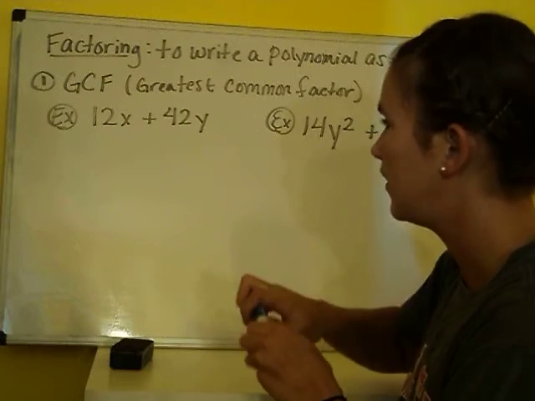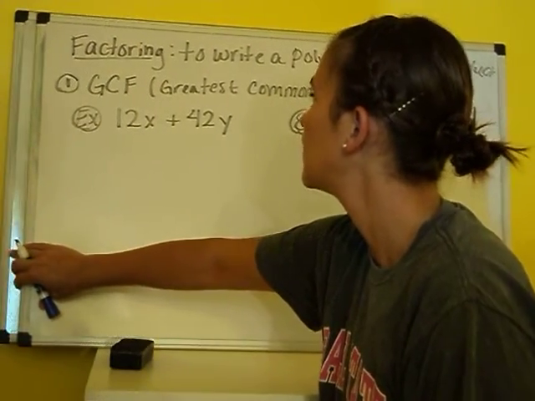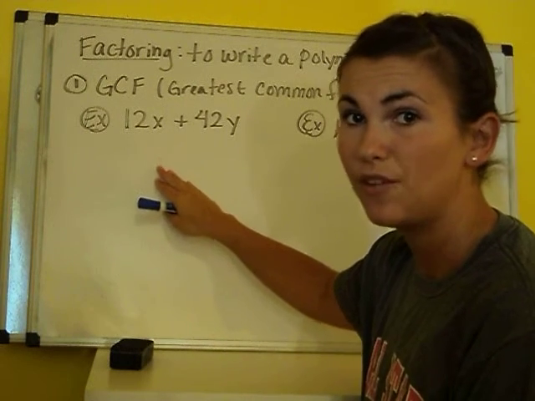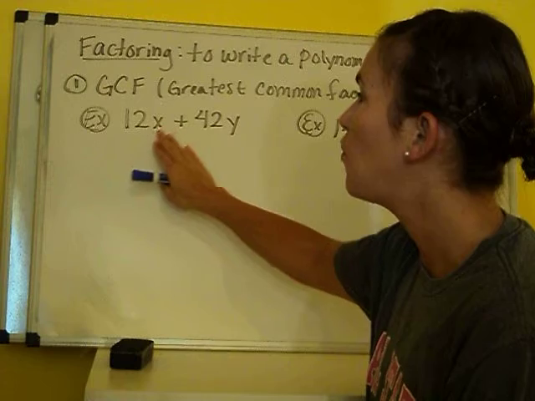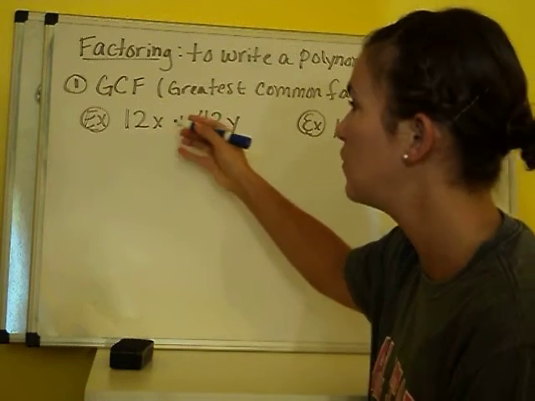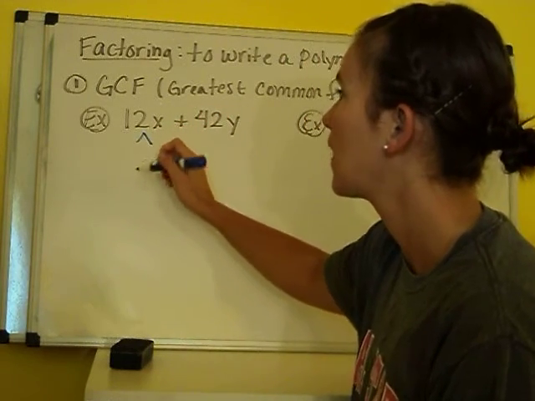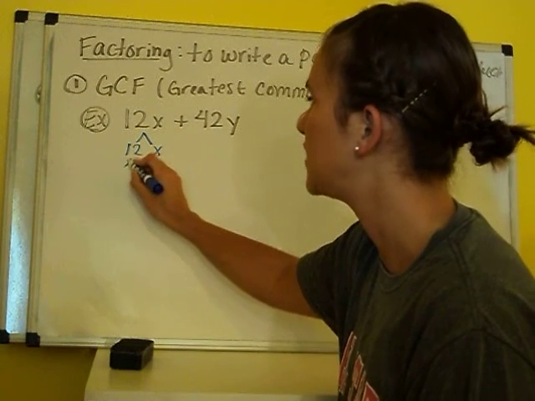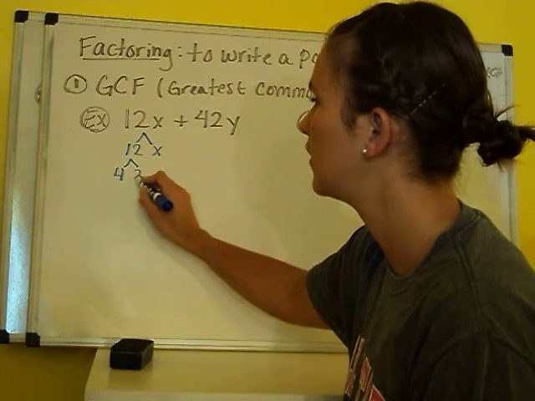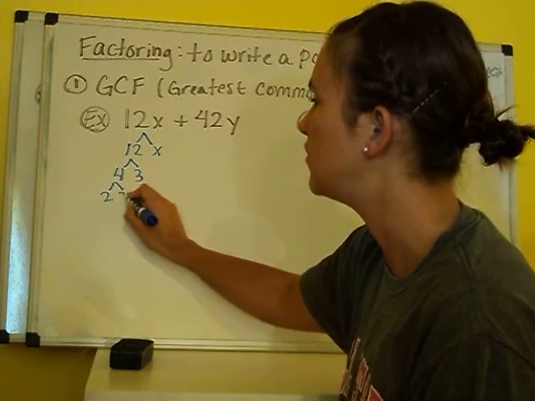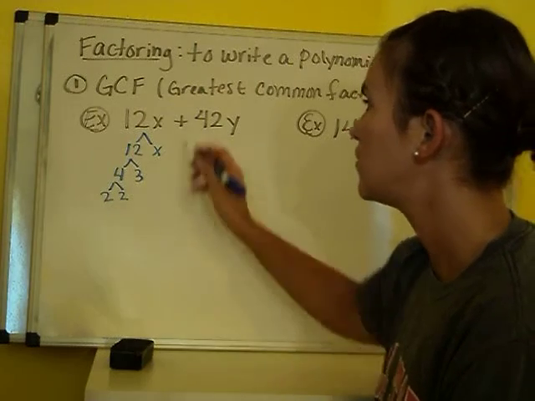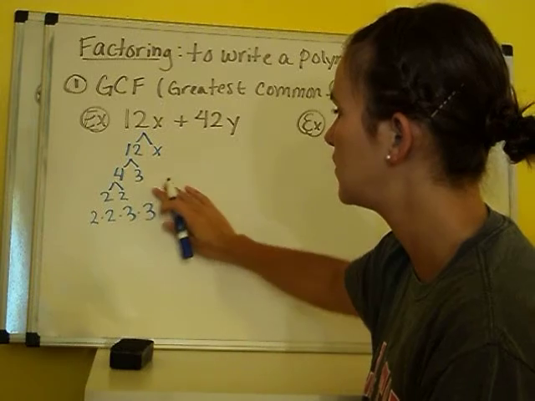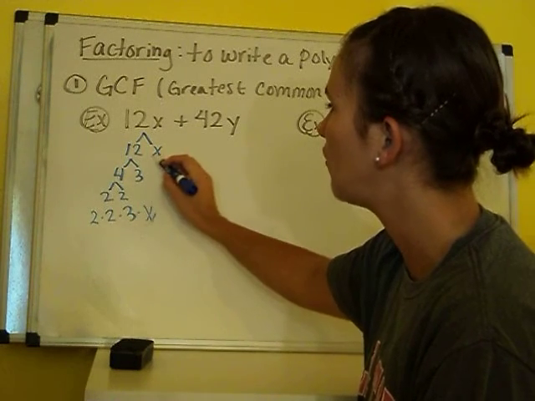Here, for example, if we have 12x plus 42y, and we want to find the greatest common factor to write this in factored form, we need to figure out what factors are making up these things. So we want to essentially make a factor tree. Here we have 12 times x. 12 breaks up into 4 and 3, and 4 breaks up into 2 and 2. So 12x is really 2 times 2 times 3 times x. Those are all of my smallest things.